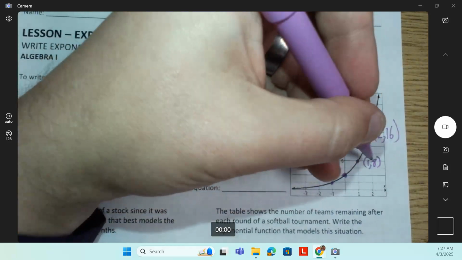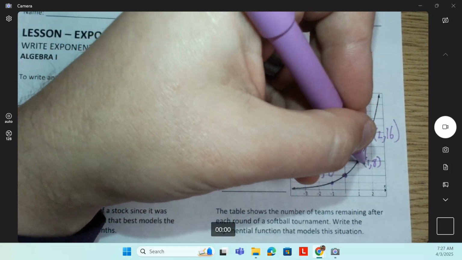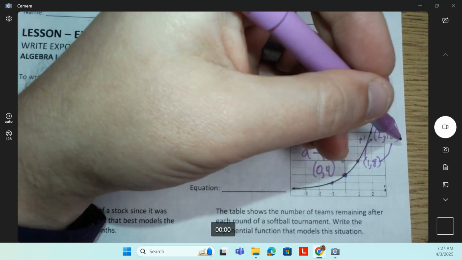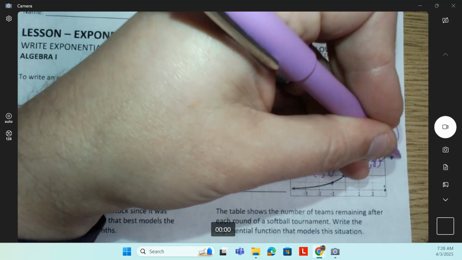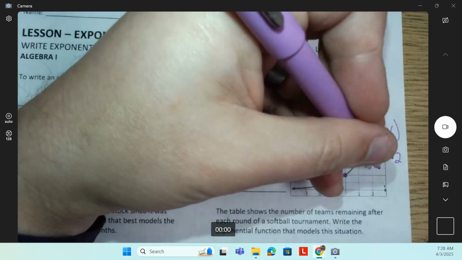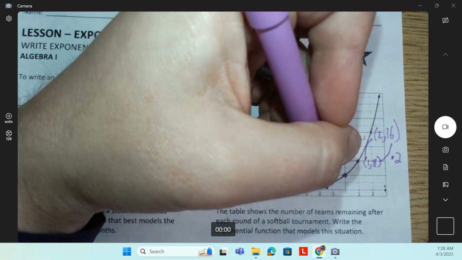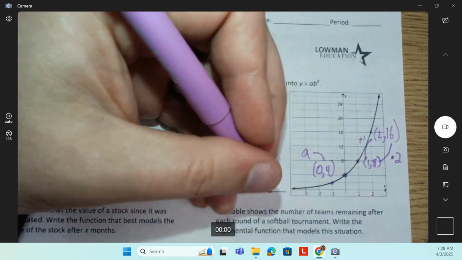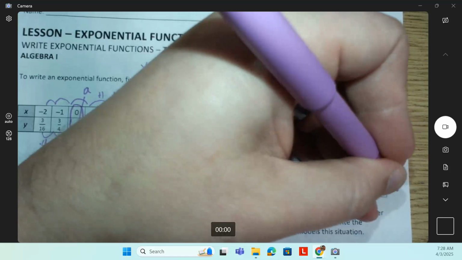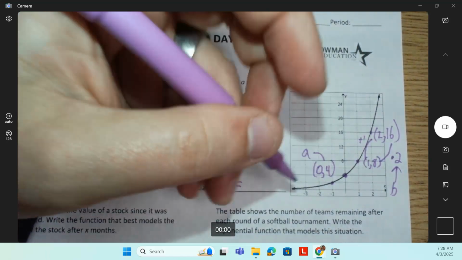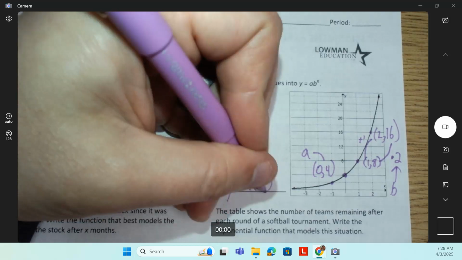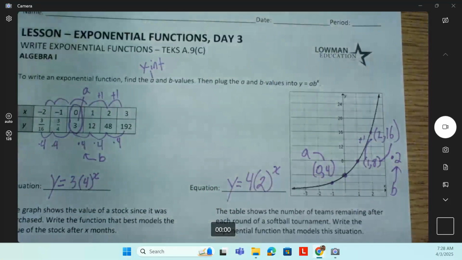But looking at what happens as we go from 1 to 2, that's +1. And from 8 to 16, it's getting multiplied by 2, so doubling each time. Same thing from 4 to 8 on this point, and from 2 to 4. So y is going to equal my a value, which is 4, times 2 to the x power.